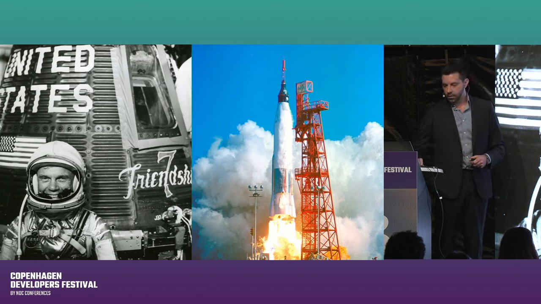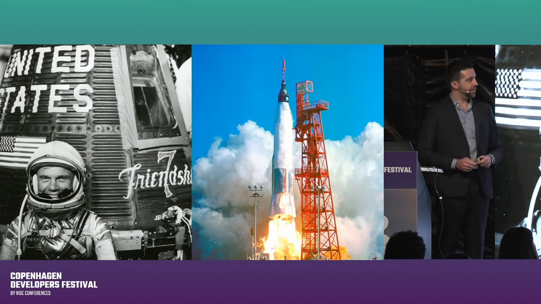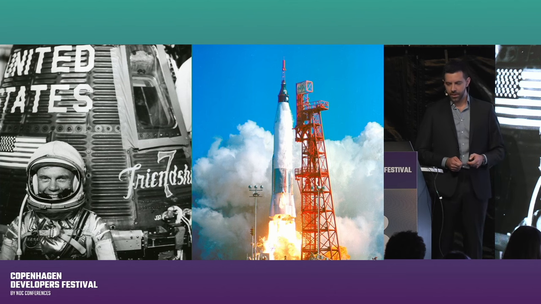They start developing some new capsules. They have the Mercury capsule here on the left. They develop new rockets. This is the Atlas D. And they start launching some of their own people into space.